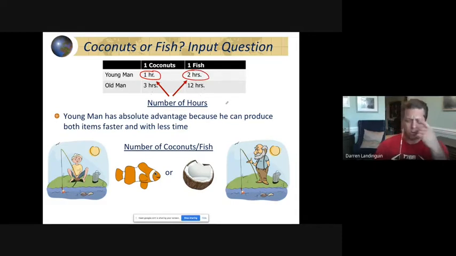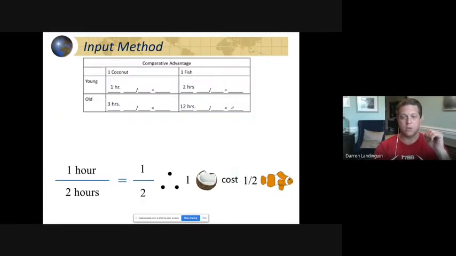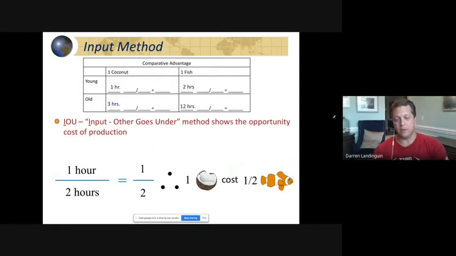But again, we're not looking at absolute advantage. We're looking at comparative advantage. So what we want to be able to do is to compare these two and see who should do what based upon their specialized skill. Okay, so with an input question, we're going to use a different method, and that method is the other goes under method, or what we call the IOU method, or the input method. So for output, it was other goes over. For input, it's other goes under. So instead of saying I'm going to take 1 and put it over 2, I'm actually going to take the 1 and put it under the 2, right?